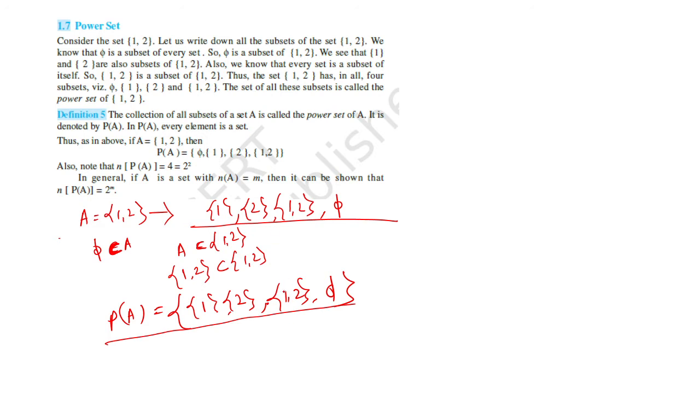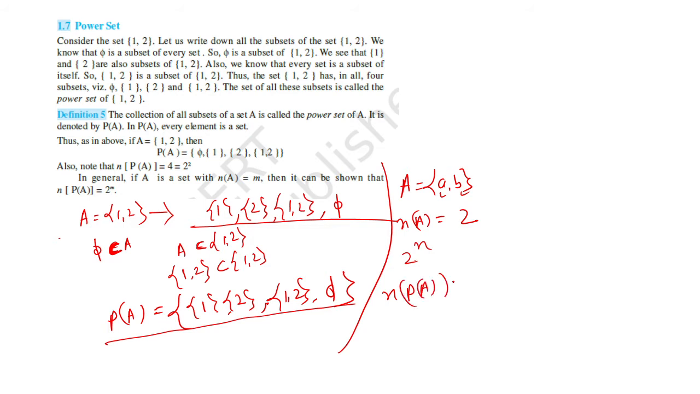Now another question comes: how many elements are there in the power set of A? Suppose you are given a set A equal to {a, b}. How many elements are in the set? This is two elements, 1, 2. Now the number of elements in the power set is given by a formula, 2 to the power n.